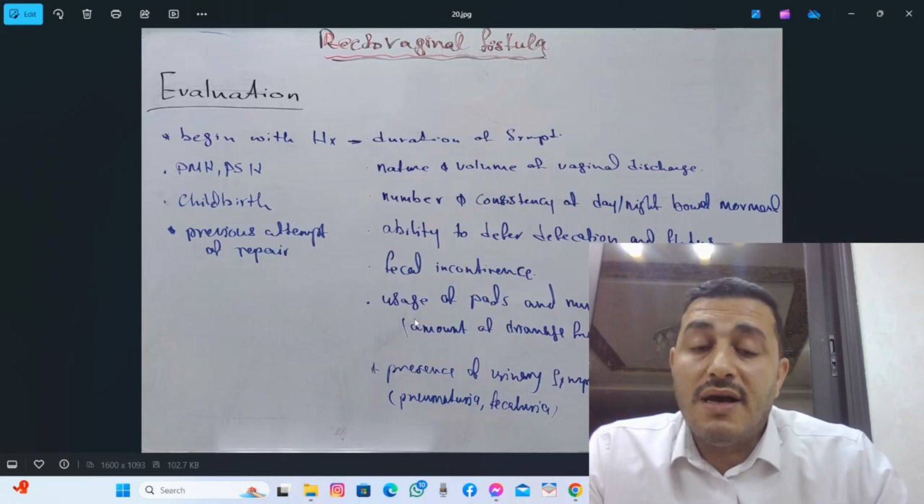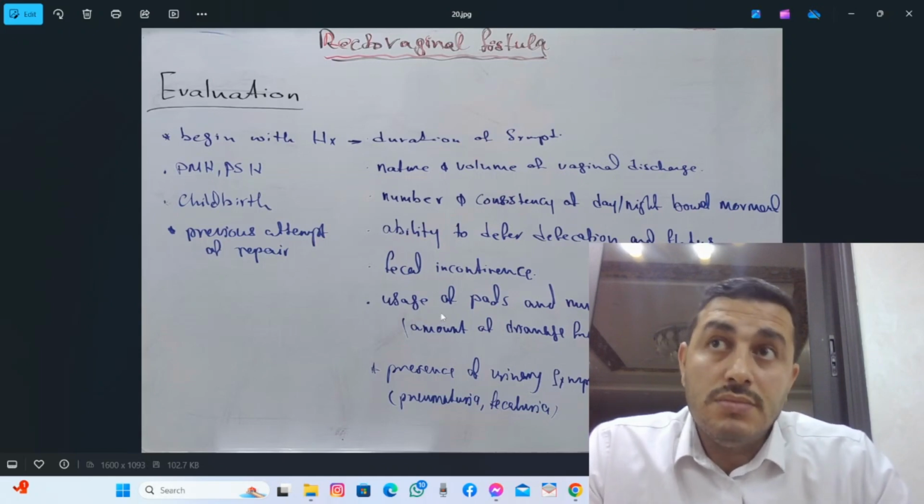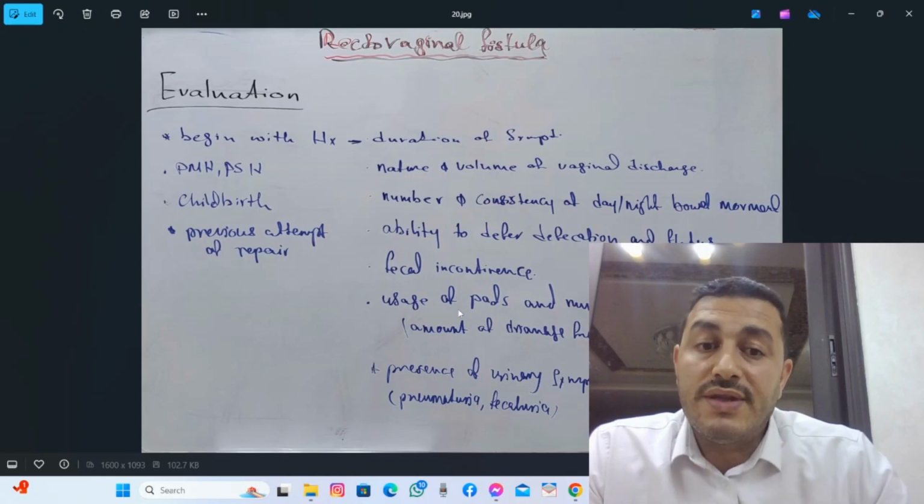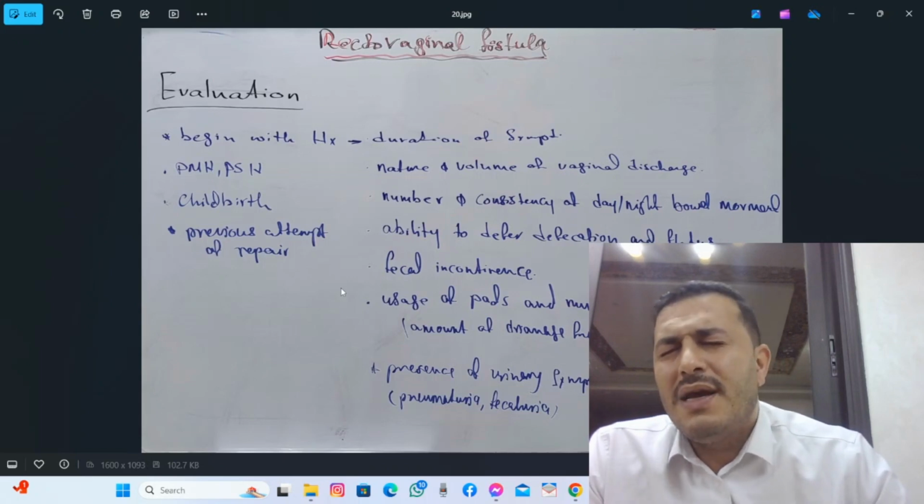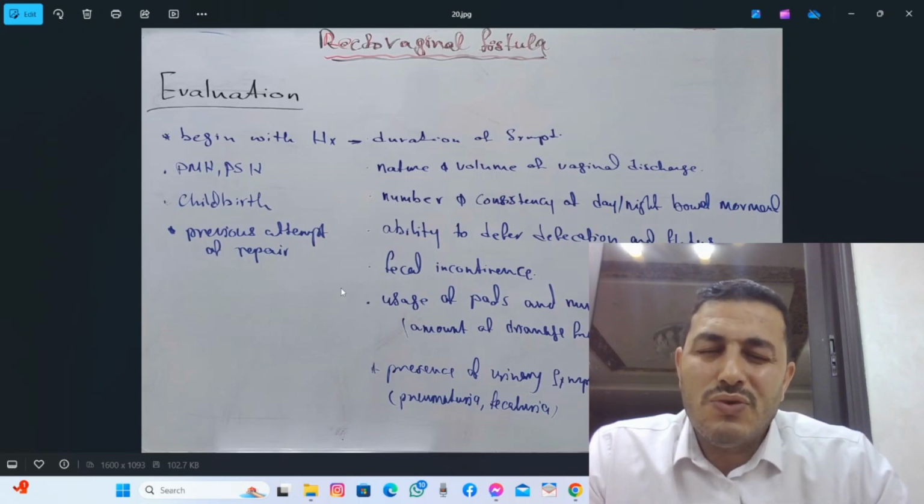Usage of pads, how many pads the woman uses to control the discharge. So usage of pads and number of pads per day. This will actually highlight the amount of drainage from the fistula. Actually, if I have feces, not drainage, not discharge, this is more likely to be associated with diarrhea.